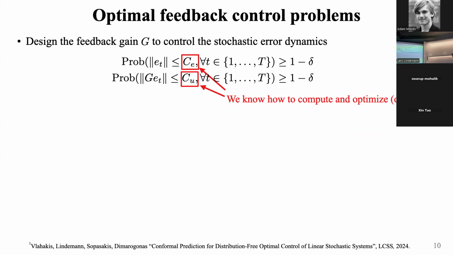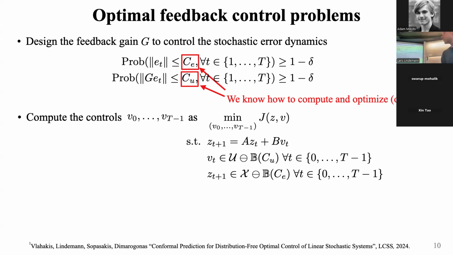And without going into detail, we know already that these are, again, these multi-step prediction regions that we computed before, right? So we can compute this CE and CU, these bounds, by using conformal prediction, and we can optimize over G to minimize these regions, right? And that's what we did. We used the methodology that we saw before already to find feedback gains G to minimize these bounds on the norm of the error and the norm of G times the error.